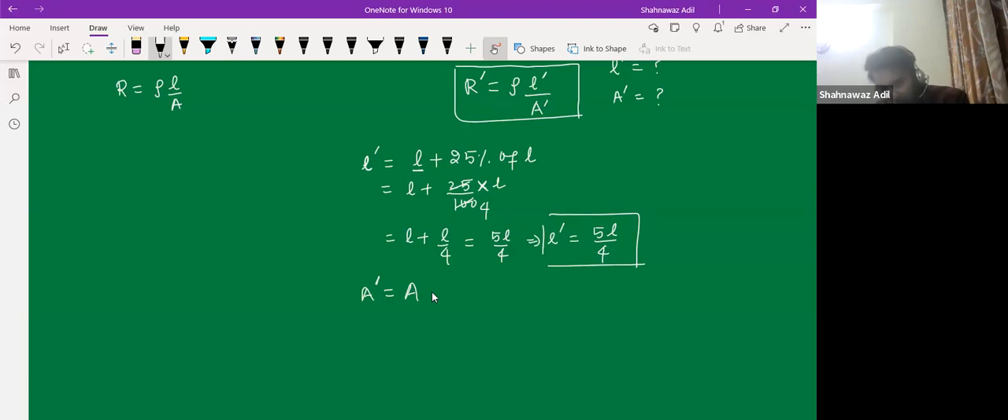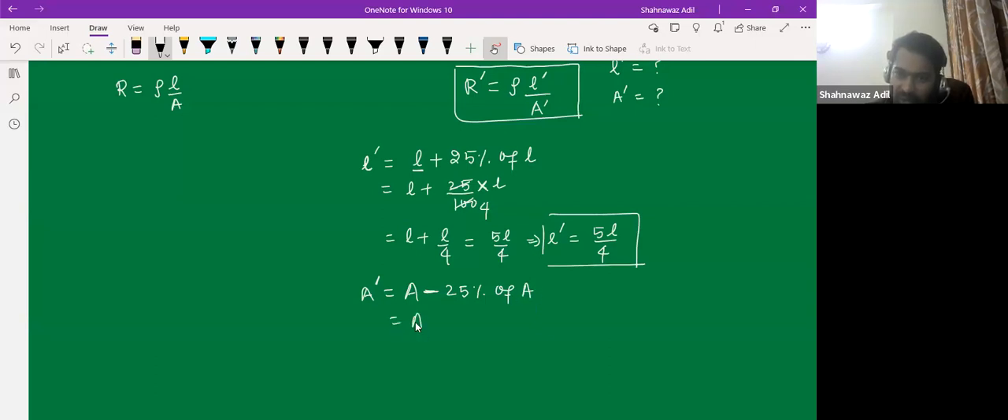Arsalan and Mir, what do you guys think? Should we add or subtract? The area is decreased, right? Yes, sir. So subtract. Subtract 25% of the area, right?